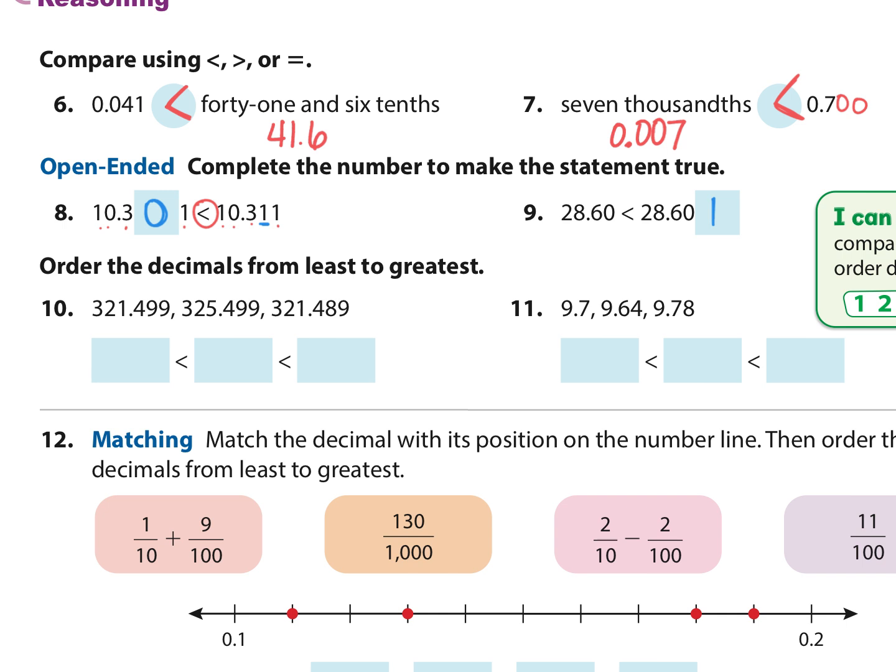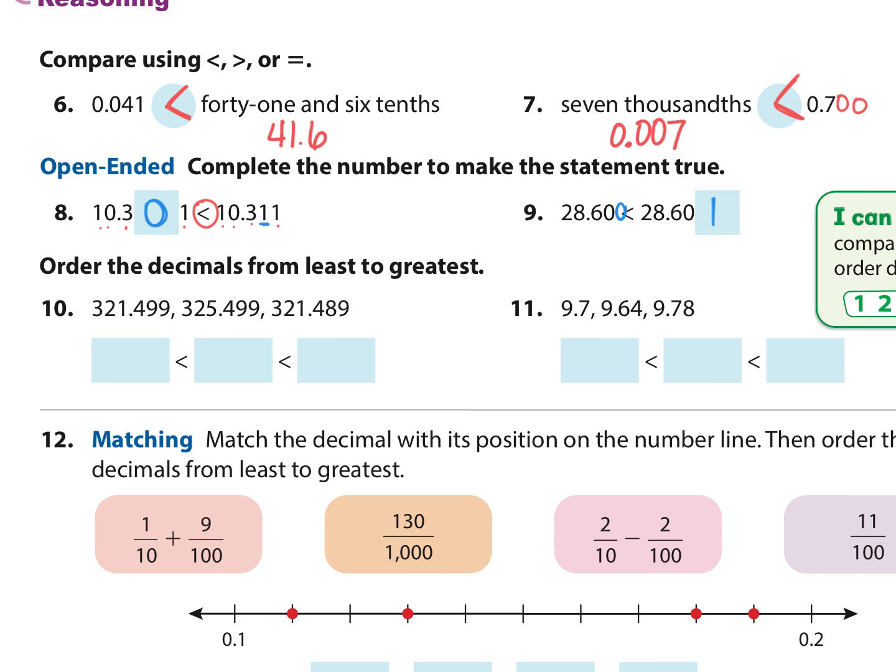Why would any of those work? Yes. Because they all fit and they're greater than 0. That's the important thing to notice. Okay, every single one of those digits, 1 through 9, is greater than 0. Because I want the number on the left here to be smaller.